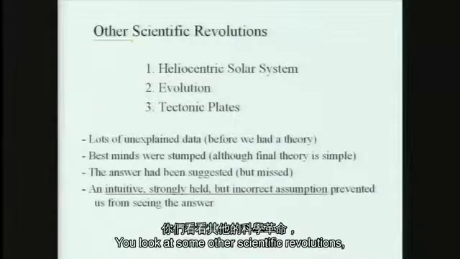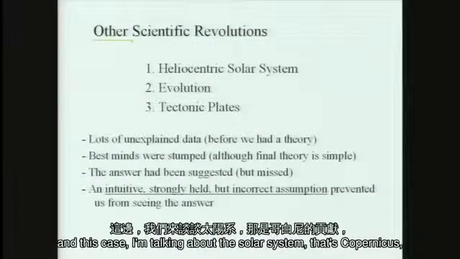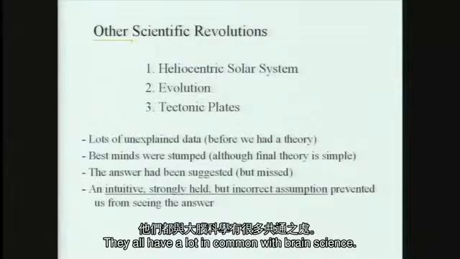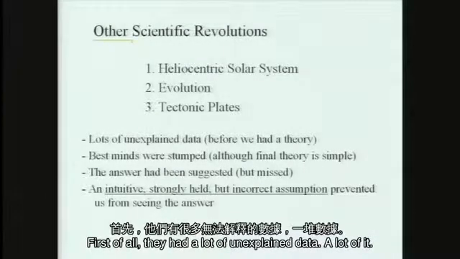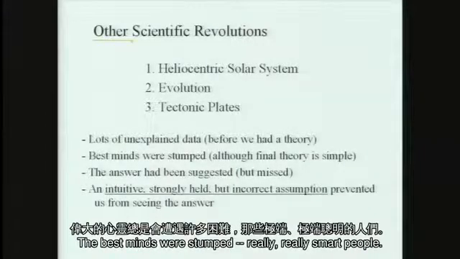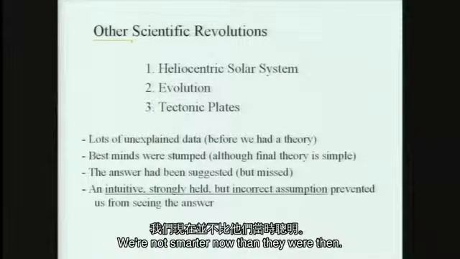You look at some other scientific revolutions. In this case, I'm talking about the solar system, that's Copernicus, Darwin's evolution, and tectonic plates, that's Wegener. And they all have a lot in common with brain science. First of all, they had a lot of unexplained data, a lot of it. But it got more manageable once they had a theory. The best minds were stumped. Really, really smart people. We are not smarter now than they were then.